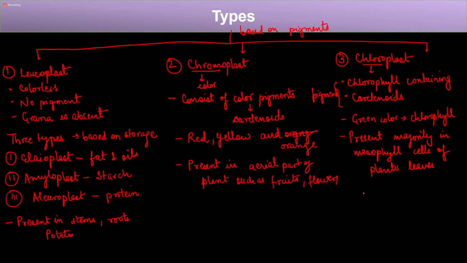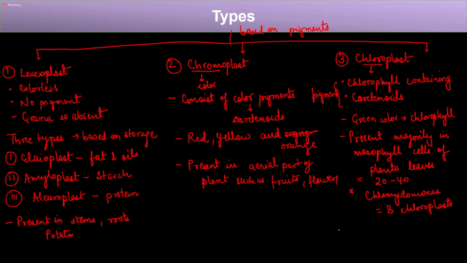The number of these chloroplasts also varies from cell to cell. For example, in a single mesophyll cell, 20 to 40 chloroplasts are present. But in another organism, Chlamydomonas, which is an alga, 8 chloroplasts per cell are present.